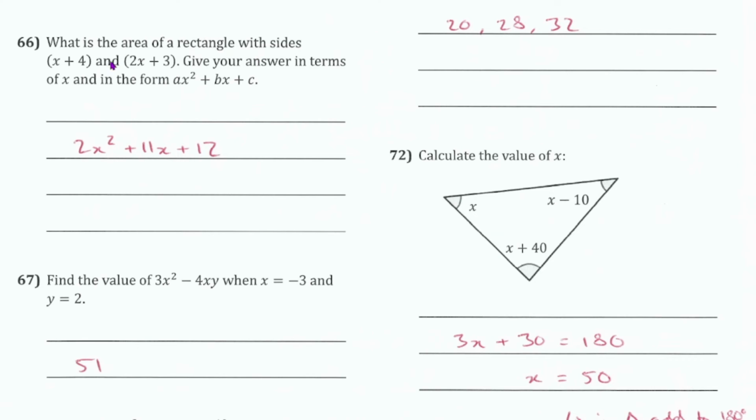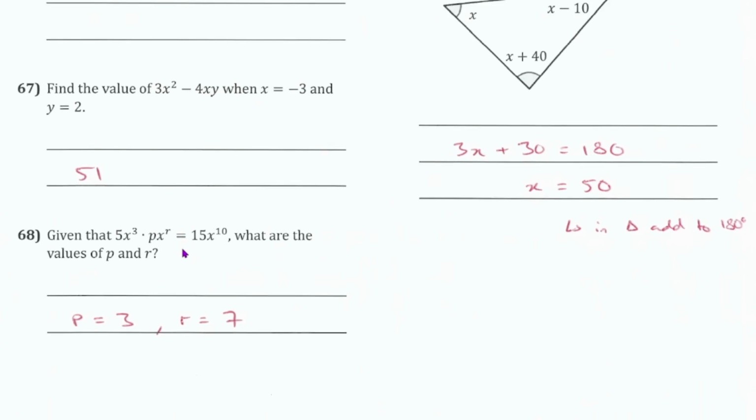For this one here, if you imagine you've got this rectangle with two sides, an x plus 4 and a 2x plus 3, well, the area is going to be those multiplied together. So you can think about it like two brackets you've got to expand. Let's do FOIL. X times 2x is 2x squared. Next, the outsides, x and 3, that's 3x, and 4 and 2x, that's 8x. 3x and 8x is 11x. And then 4 times 3 is 12. So the full expression should be 2x squared plus 11x plus 12.